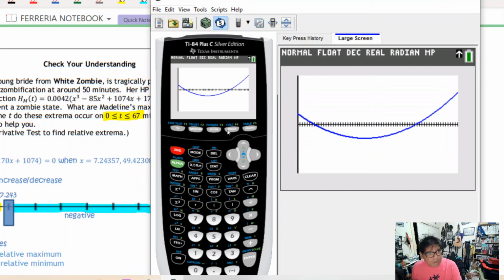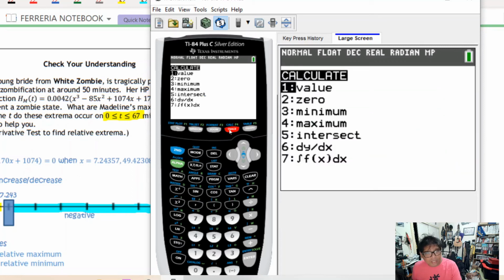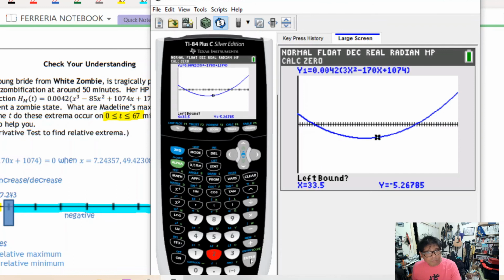So the correct way to find it is to go second, calculate. You can tell you're in the calculate menu because it says calculate in the top. Also, the blue button over here does say calculate. And we want to calculate the 0, so I'm going to push the number 2. And it's going to ask you a series of 3 questions.